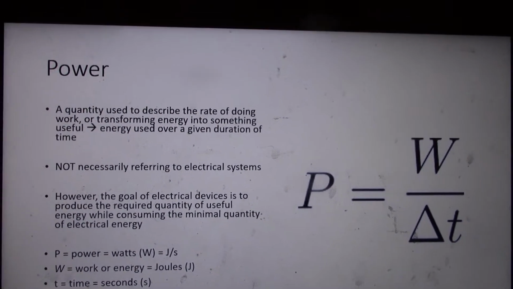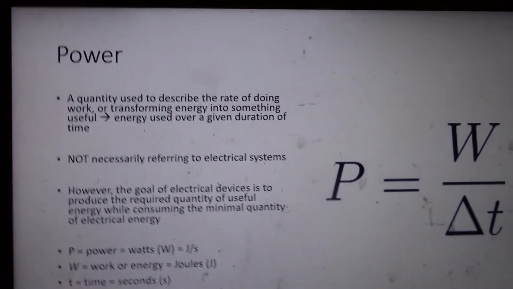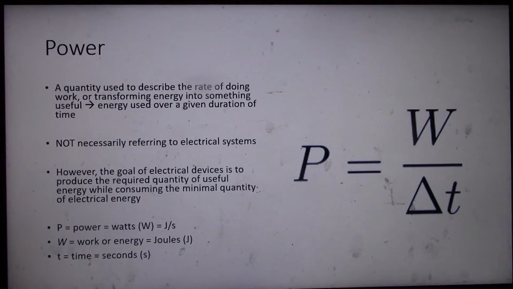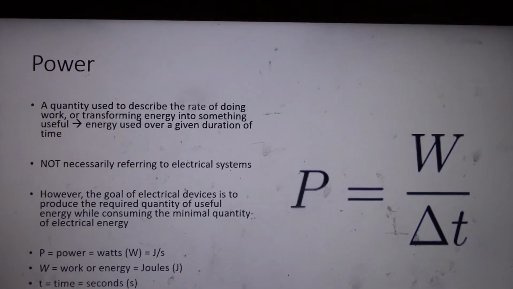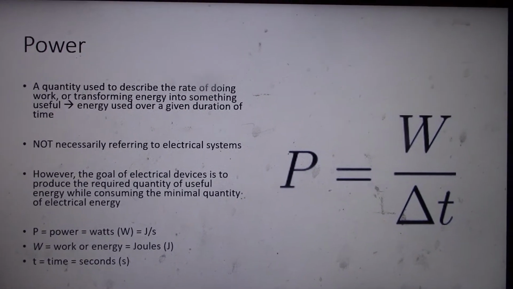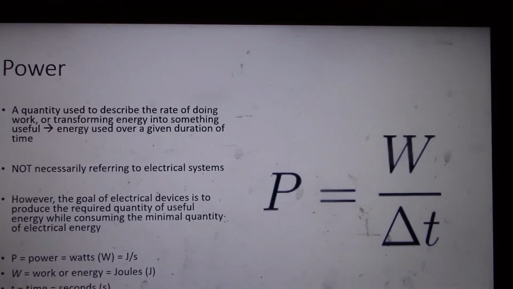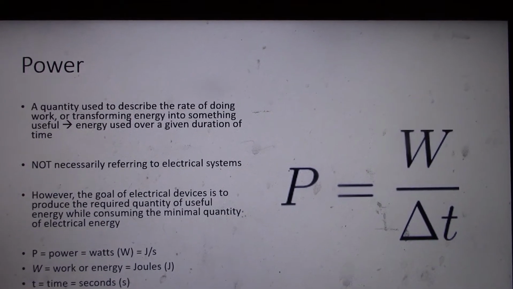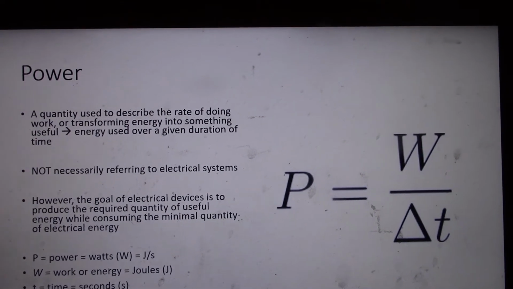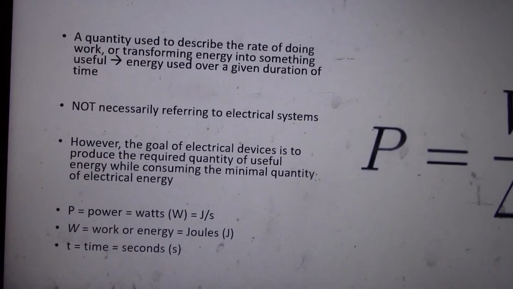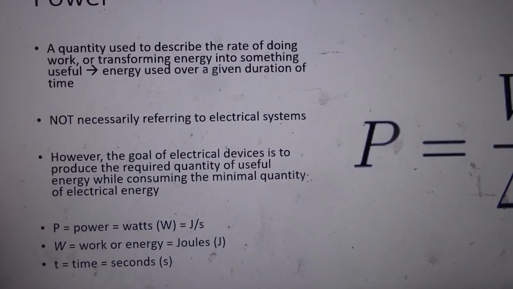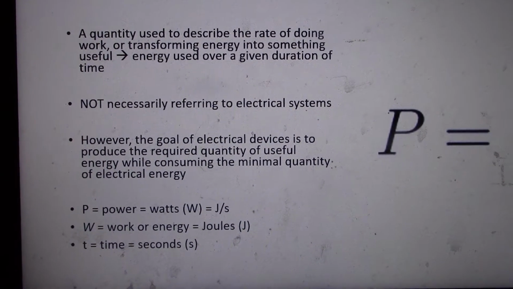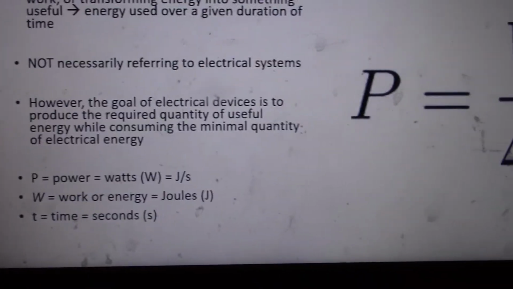We don't always refer to electrical systems with power, right? For example, if you do any road cycling and you have any calculations, you can measure the power that you're producing while cycling in watts, and so that's a way for you to look at fitness transitions and things like that, and different types of workouts. Anyway, the goal of electrical devices is to produce the required quantity of useful energy while consuming the minimal quantity of electrical energy. Right, so that's what we want to do.